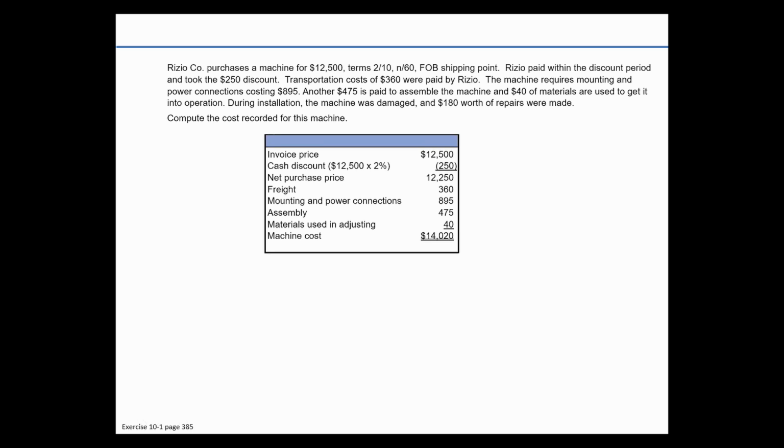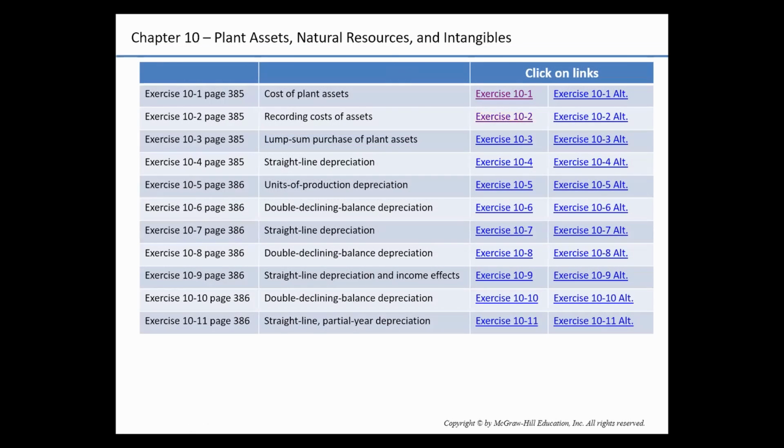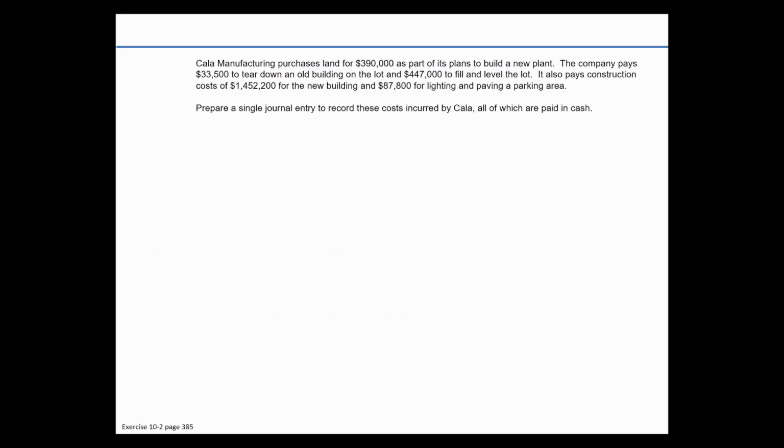So remember that anything involving the machine, the freight, getting it to your place, anything that is needed to make it operable initially is going to be included as part of the price. So now, how do we go about recording the cost of an asset?